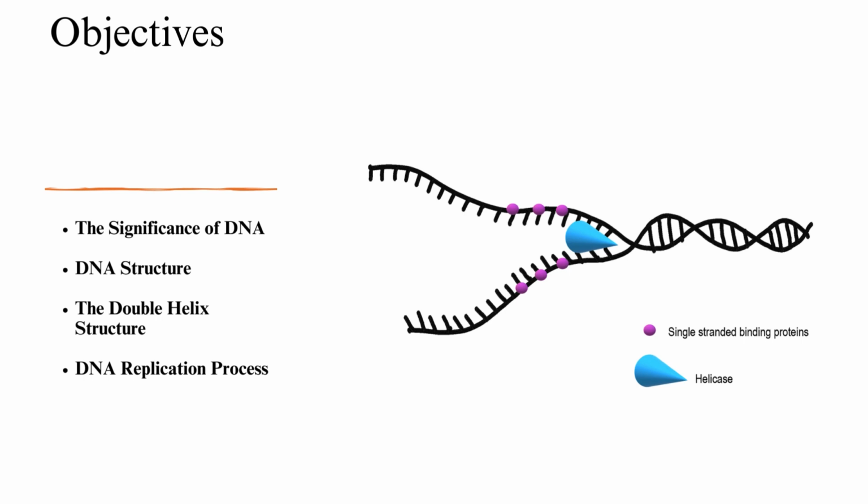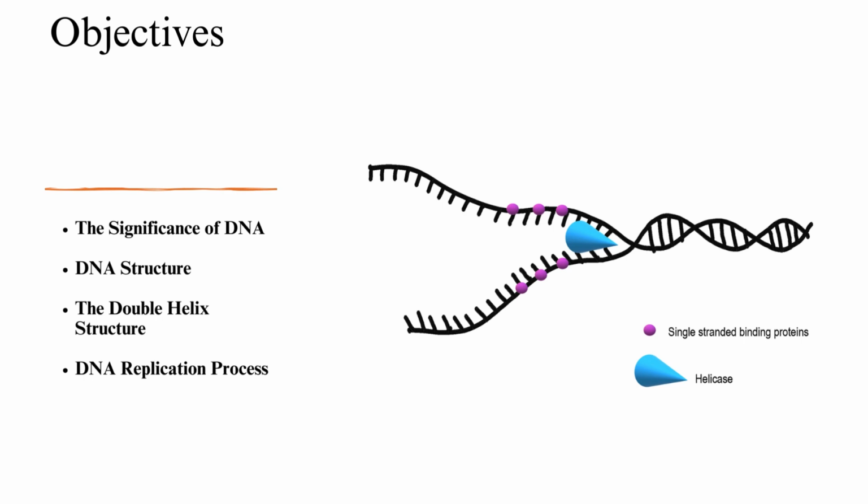Here I have provided what I believe are some of the most important objectives. Number one, the significance of DNA. We will be talking about the crucial role of DNA in genetic inheritance. Number two is the DNA structure. This is the components of a DNA molecule, including nucleotides, sugar phosphate backbone, and nitrogenous bases.